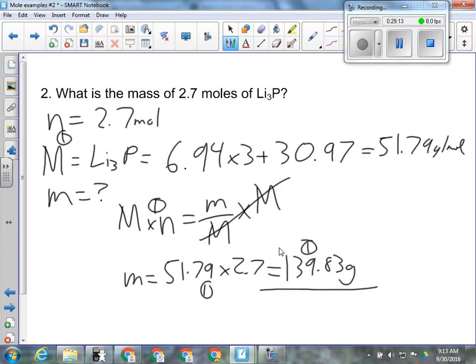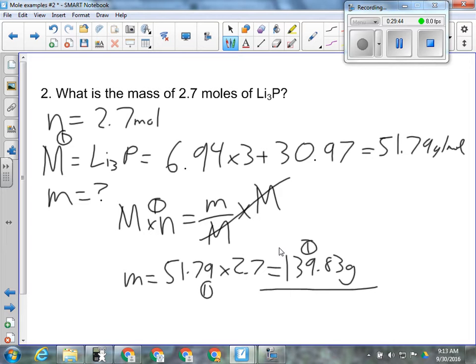How did I know I didn't need to use Avogadro's number in these first 2? Right. It never asked for the number of molecules. It never gave me the number of molecules. That's the only time I'm going to need Avogadro's number. I'm either asked to find the number of molecules or the question gives me the number of molecules. Then Avogadro's number comes into play. If there's no mention of number of molecules, then you don't need Avogadro's number.